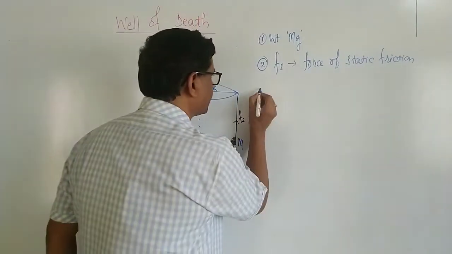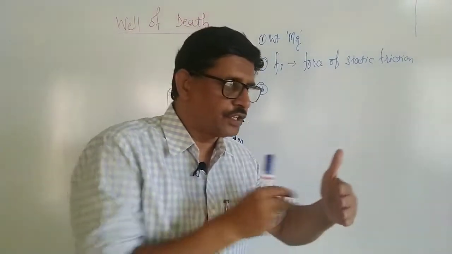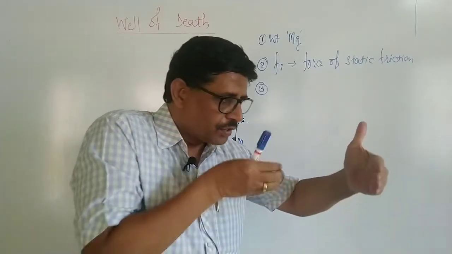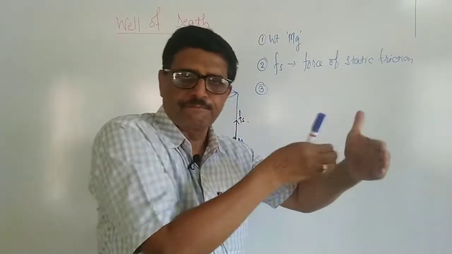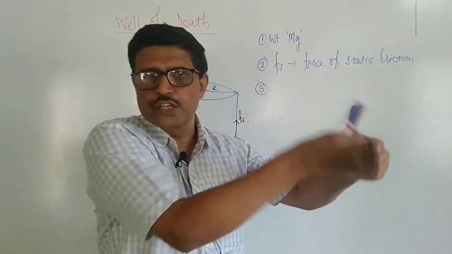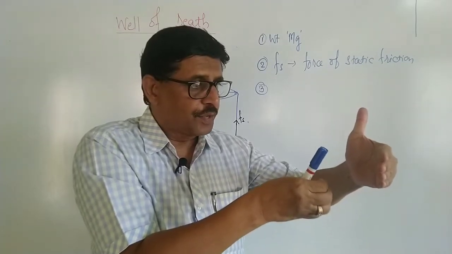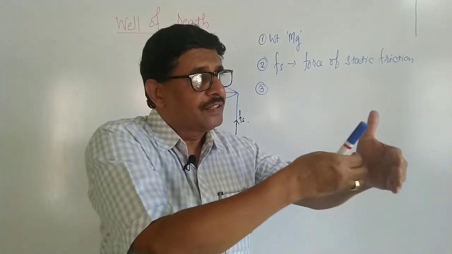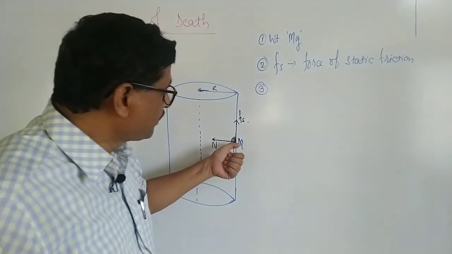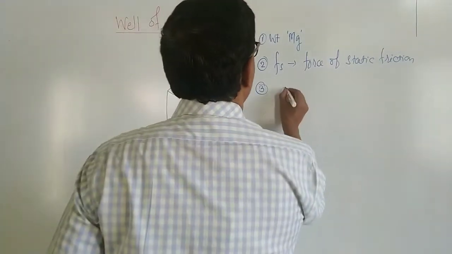The third thing here: the stuntman and vehicle are pushing the wall of the death well because of the centrifugal force they experience. And the push on the death well gives a reaction on the vehicle and the stuntman, and this reaction is N.